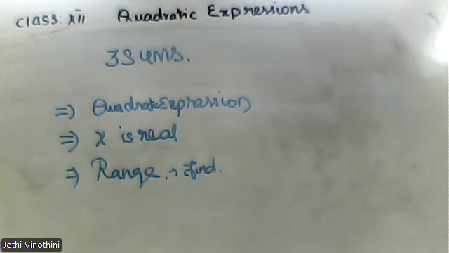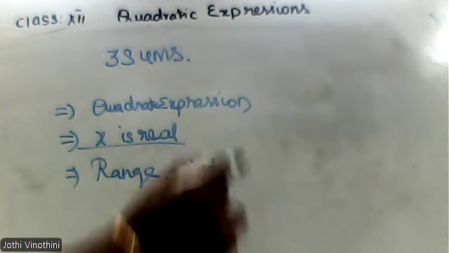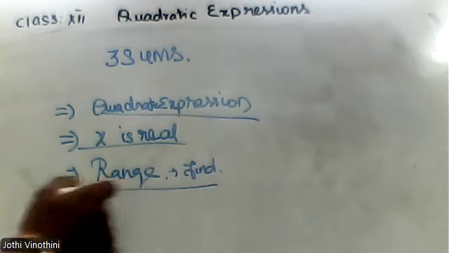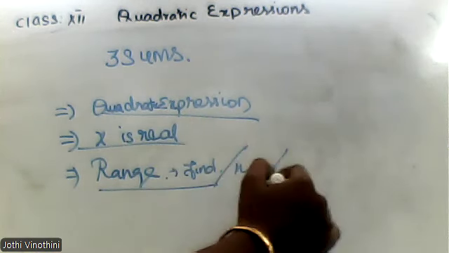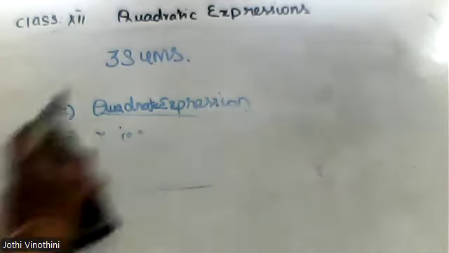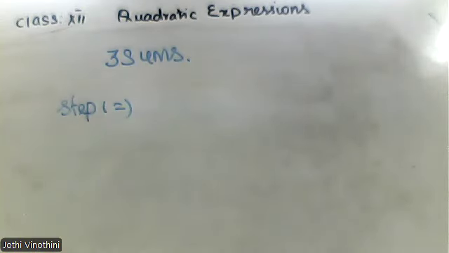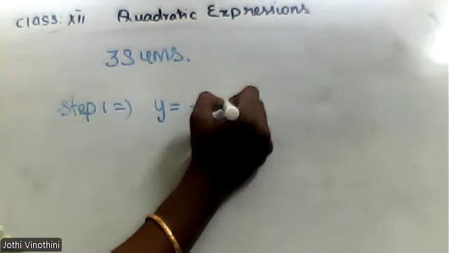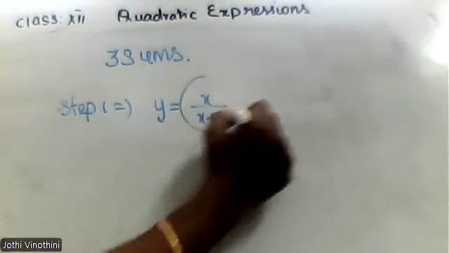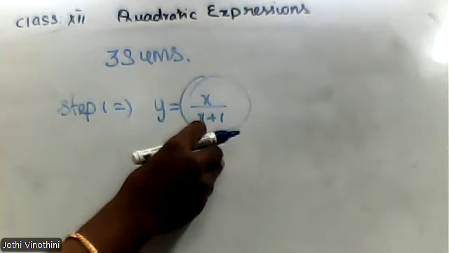So now we are going to have a small recap of these three sums. Whenever a question is like this, the given x is real and we are provided with a quadratic expression, you have to find their range, or the minimum value and maximum value. If we have to find this, we have to follow three important steps. First, step 1, we have to take y equals the given expression, whatever it may be. And we have to solve this equation.